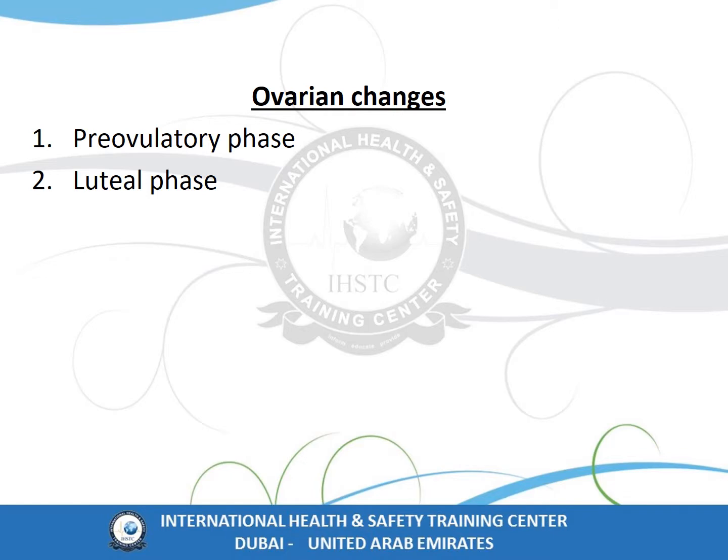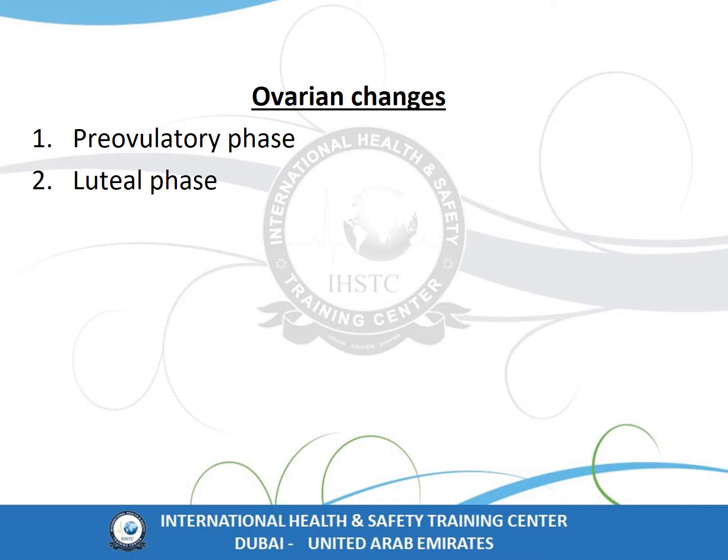So now let's understand the ovarian changes of the menstrual cycle. The ovarian changes are divided into two phases, that is the pre-ovulatory phase and the luteal phase. In the pre-ovulatory phase, the hypothalamus releases gonadotropin releasing hormone through the portal system to the anterior pituitary system. The secretion of the follicle stimulating hormone by the anterior lobe of the pituitary gland stimulates growth of the follicles. Most follicles die, leaving one to mature into a large Graafian follicle.